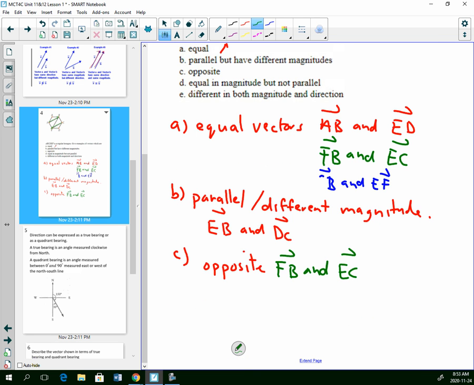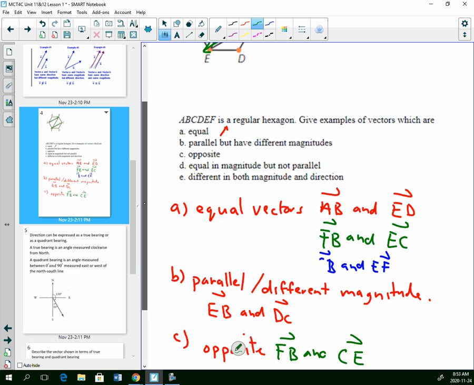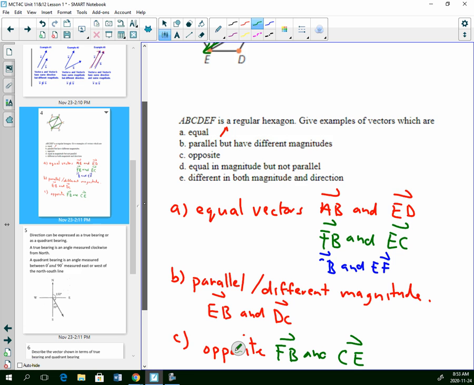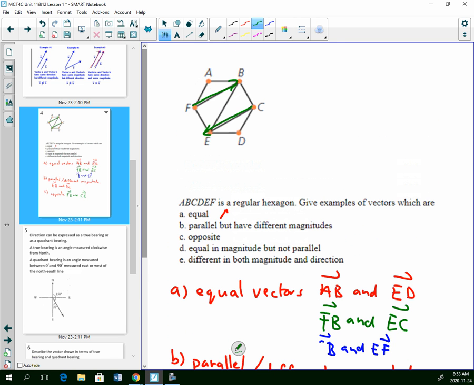Sorry, C to E. Got that one backwards. And then D says equal in magnitude but not parallel. So you have to be the same length but not parallel. So I would say perhaps these two.